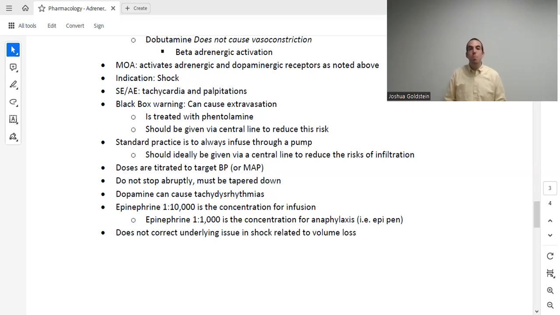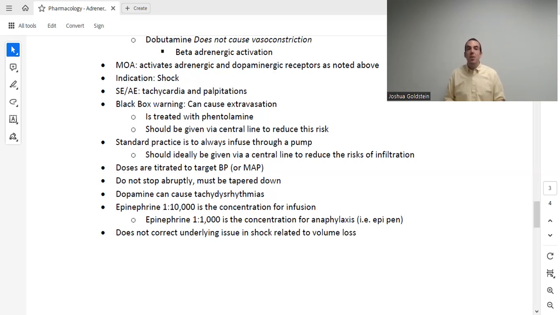Dopamine specifically has a big adverse effect that is commonly tested on quiz banks and on different licensing exams about tachycardia and dysrhythmias. It's known that it has a much higher risk of causing dysrhythmias, specifically very fast or tachy dysrhythmias when used, and that's a big disadvantage to dopamine as compared to epinephrine and norepinephrine.